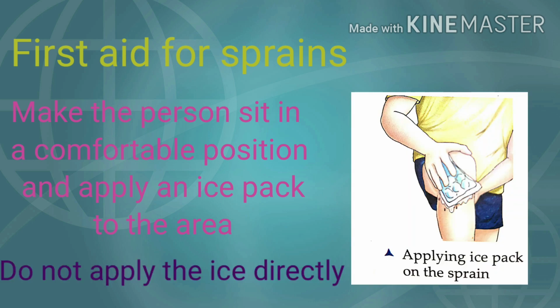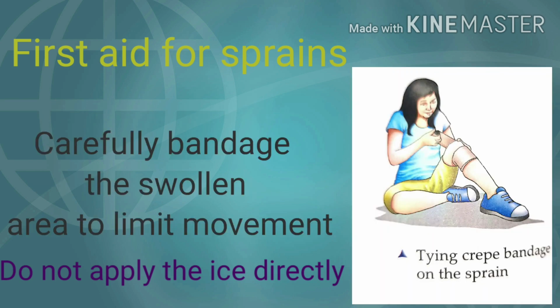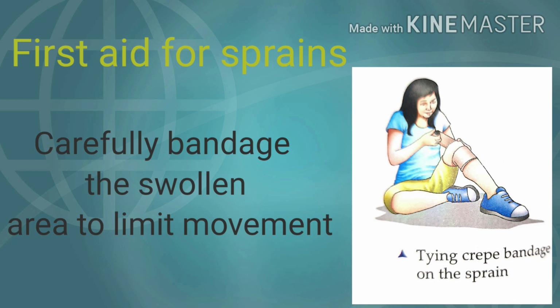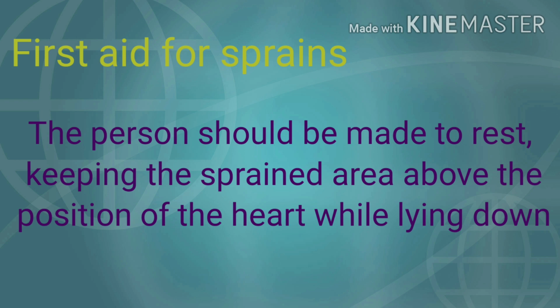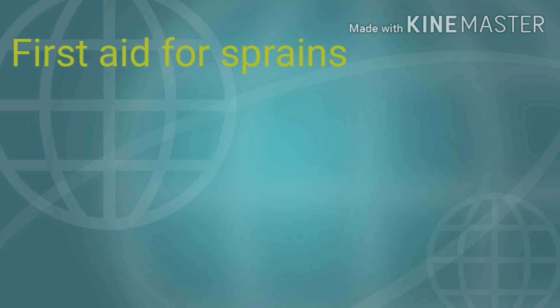Do not apply ice directly. We should cover it in the cloth and then apply. Then carefully bandage the swollen area to limit movement. We should bandage the swollen part to minimize the movement of swollen part. Now, person should be made to rest, keeping the sprained area above the position of heart while lying down. Means person should take rest and sprain area should be not in the level of heart. It should be above the level of heart.